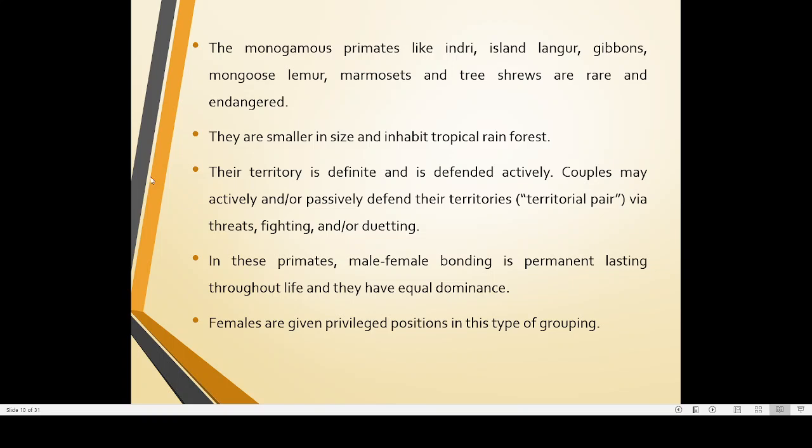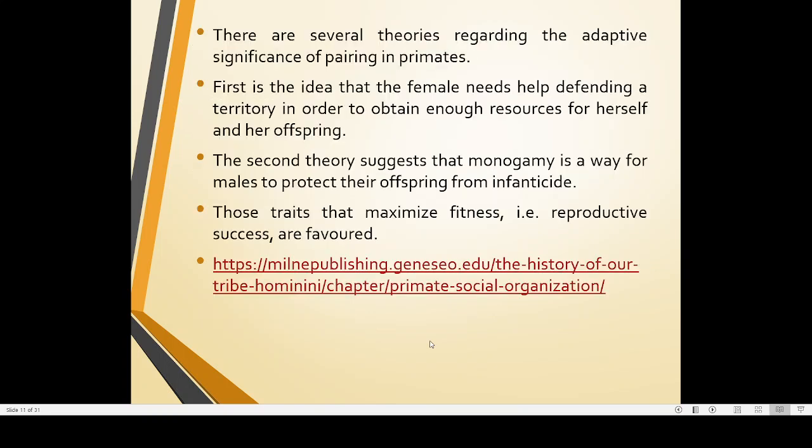So that is the case with these animals, and both the male member as well as the female member have somewhat the same level of privileges or dominance in the group. So females are also given a privileged position in this type of grouping.